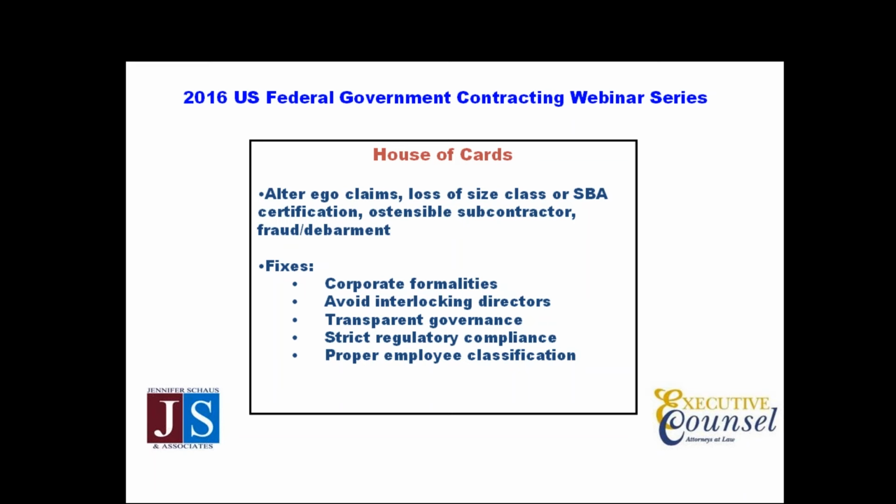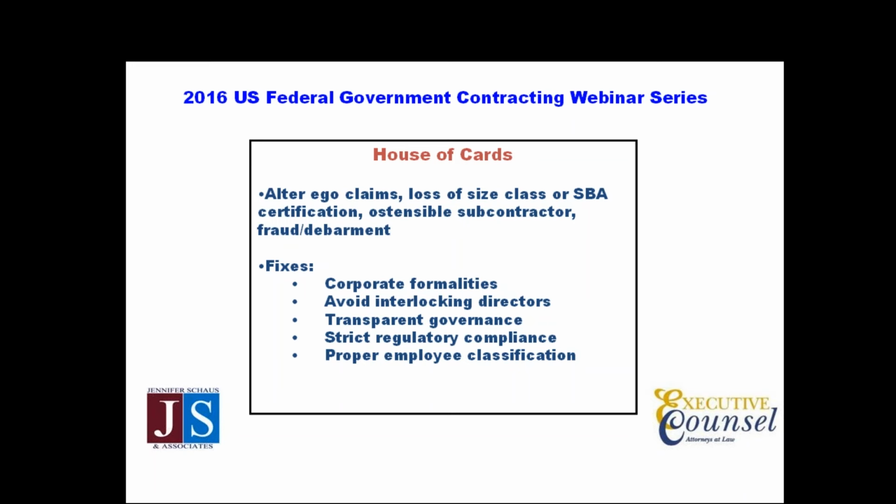You want to be very careful about interlocking directors with other government contractors that might wind up creating affiliations or size problems for you. You want to make sure that your governance is transparent, that you're in compliance with all regulatory requirements, which is not only SBA, but depending upon what your business is, there may be other special industry-specific regulations you have to comply with.